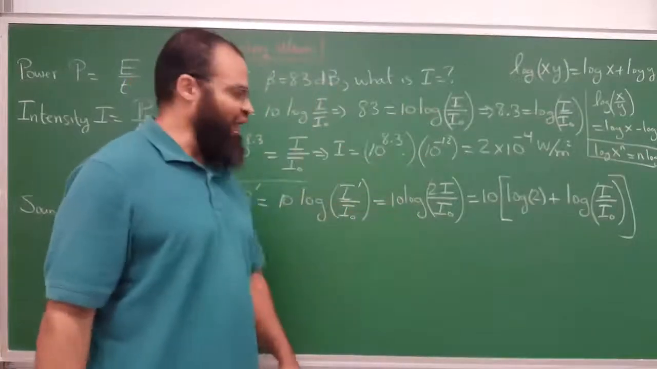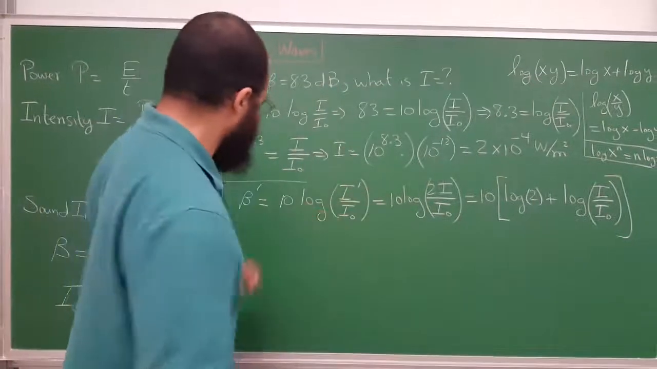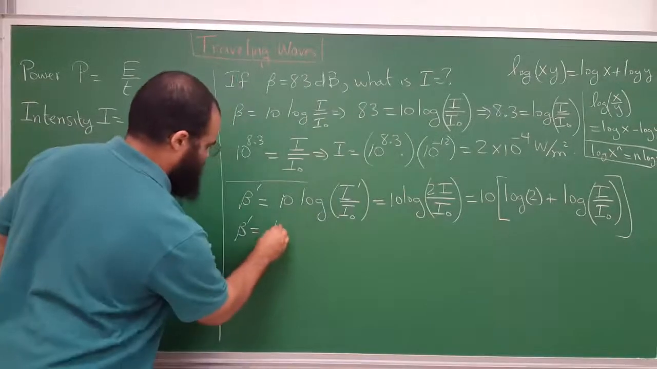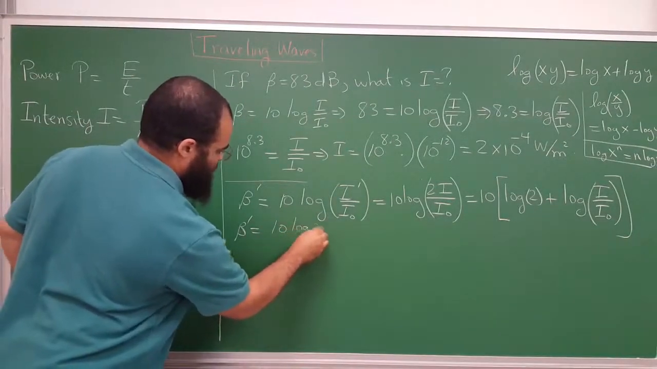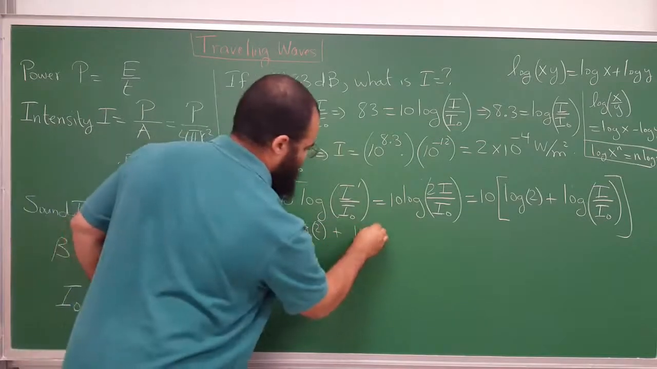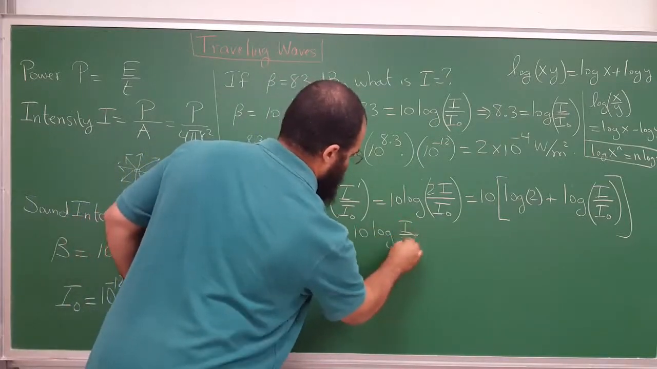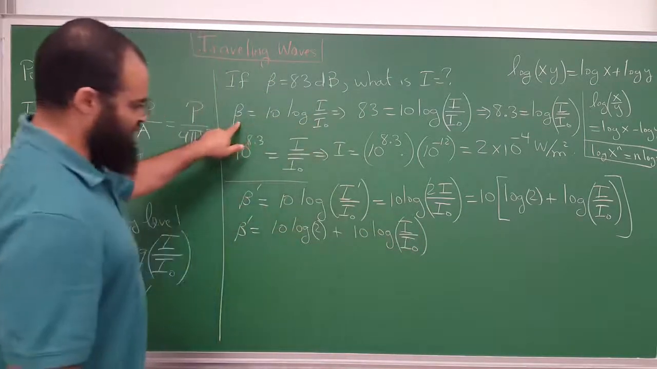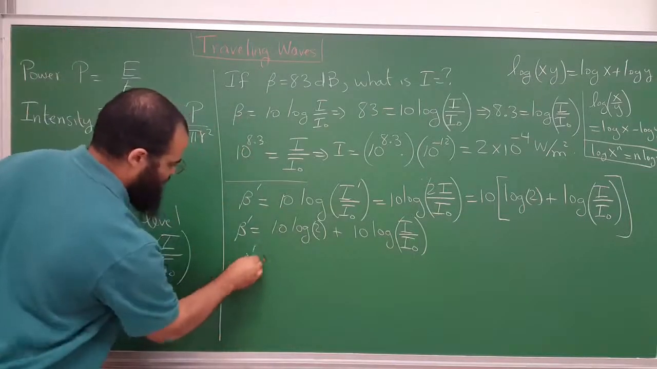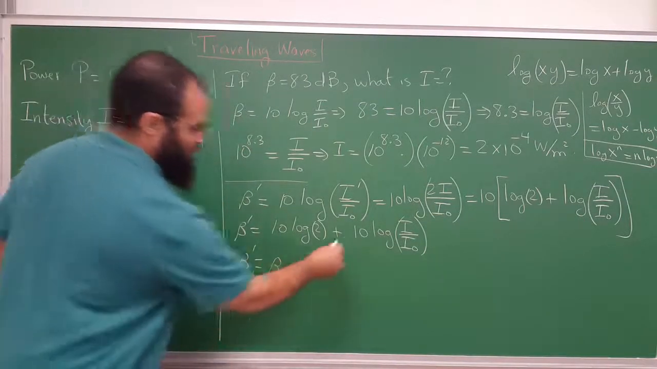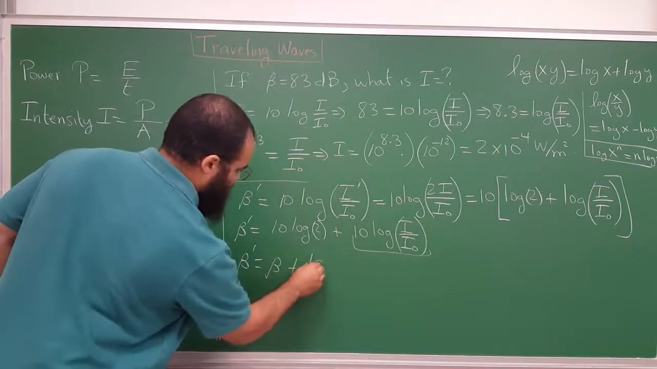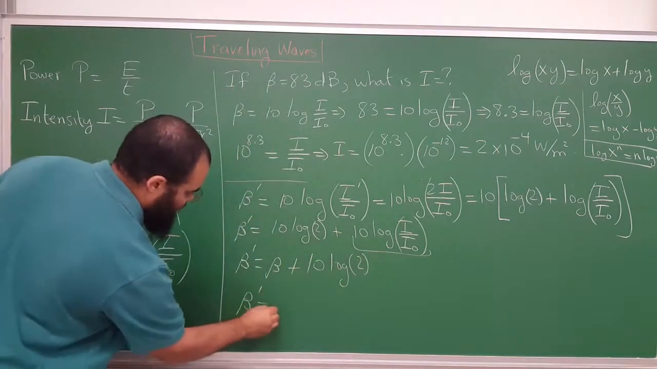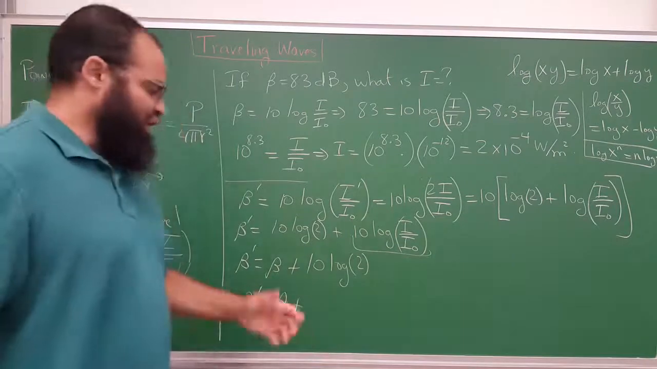You can review it, it's in the back of the book, some properties of the logs. Anyways, so you have beta prime equal to 10 log 2 plus 10 log I over I0. But 10 log I over I0 is the old beta. So beta prime equal to the old beta, whatever it was, plus 10 log 2. So beta prime equal to beta plus 10 log 2.